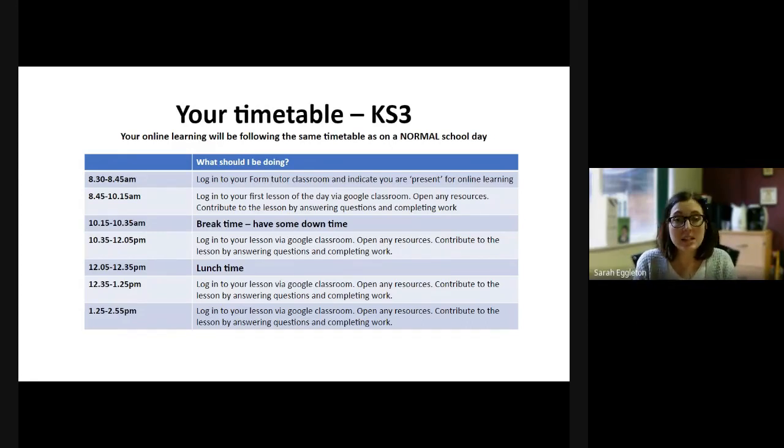Everything that your teachers are going to be delivering is what you would be learning about if you were in school. So it's super important that you attend every lesson and do all of the work your teacher sets you. The only exception to this rule is for PE, music, art, and drama.